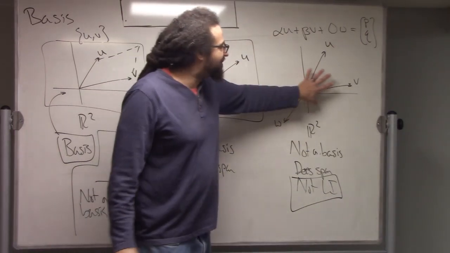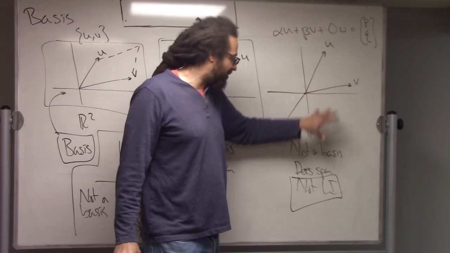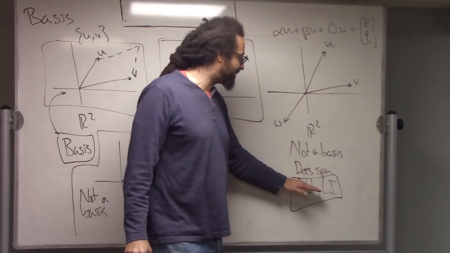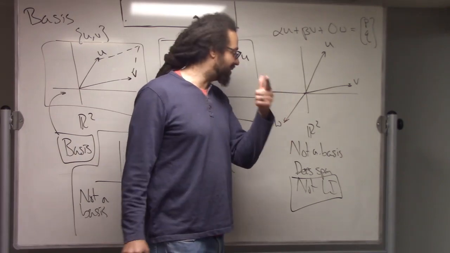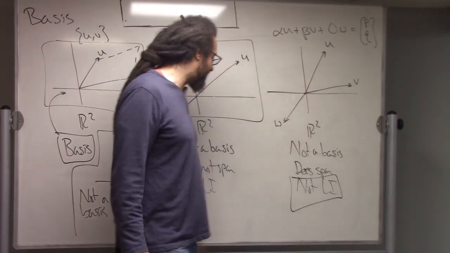Right, so three vectors is too many vectors in R2. It makes them linearly dependent, so it can't be a basis, right? Span is okay, linear independence is not. So this is not a basis.